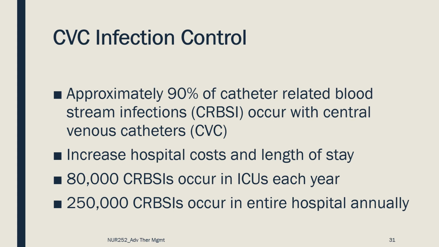This is information from the CDC. Note that these infections independently increase hospital costs and length of stay, but have not generally been shown to independently increase mortality. While 80,000 cases of central-related bloodstream infections occur in ICUs each year, a total of 250,000 cases of bloodstream infections have been estimated to occur annually if entire hospitals are assessed.